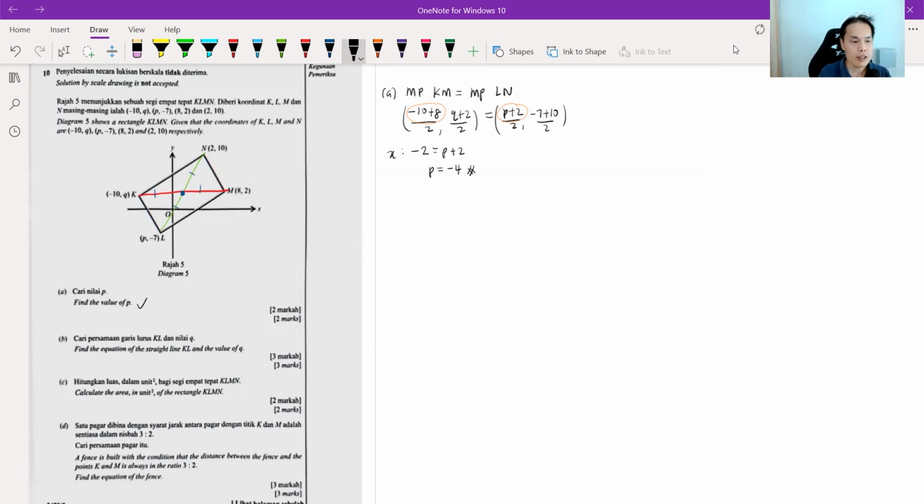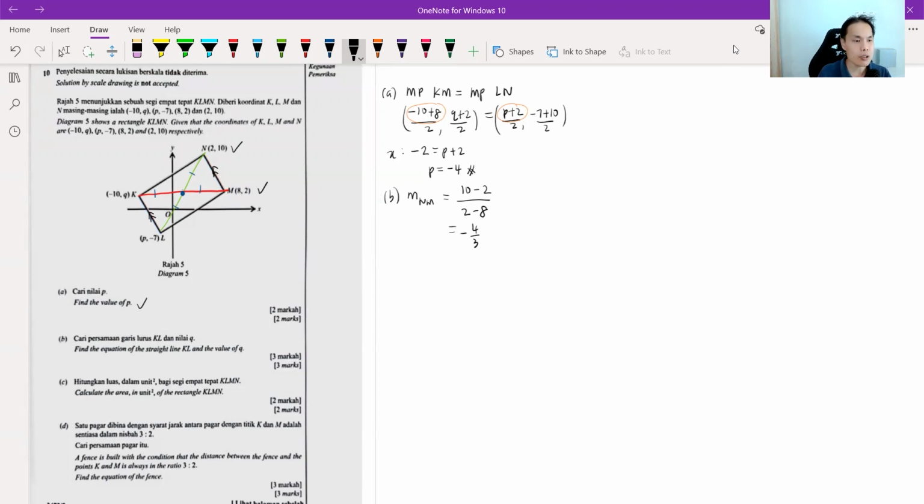The next thing is we're going to find the equation of straight line KL. Well, you can see KL here is parallel to NM. When two lines are parallel, we know the gradient must be the same. So let's find the gradient of NM since I know coordinate points N and M. So I'm going to use 10 minus 2 over 2 minus 8. So this is 8 over 6, which is 4 over 3. But there's a negative in front. 2 minus 8 is -6. So 8 over -6 is -4 over 3. Now, since they're parallel, they must have the same gradient.